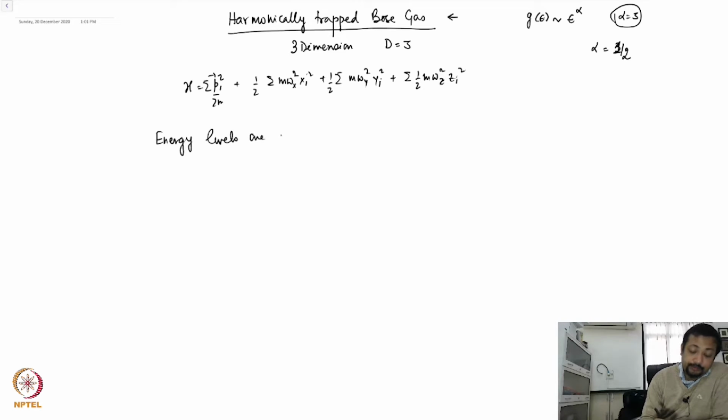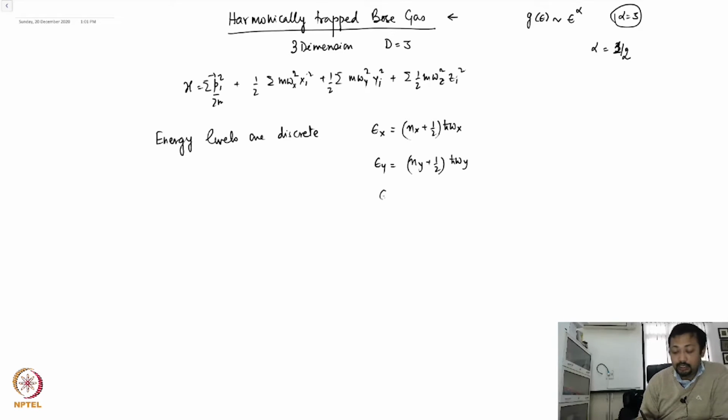The energy levels are discrete, so that we have epsilon x is nx plus half h bar omega x, epsilon y is ny plus half h bar omega y, and epsilon z is nz plus half h bar omega z. So the total energy is now epsilon x plus epsilon y plus epsilon z.